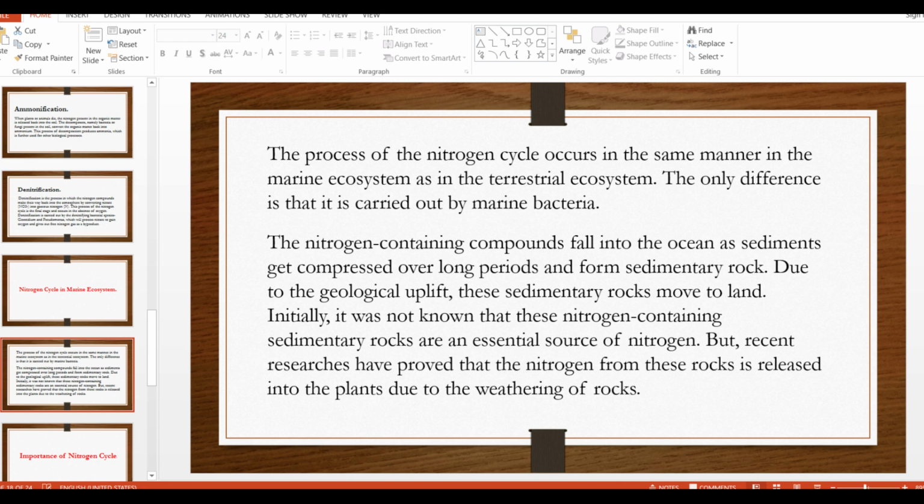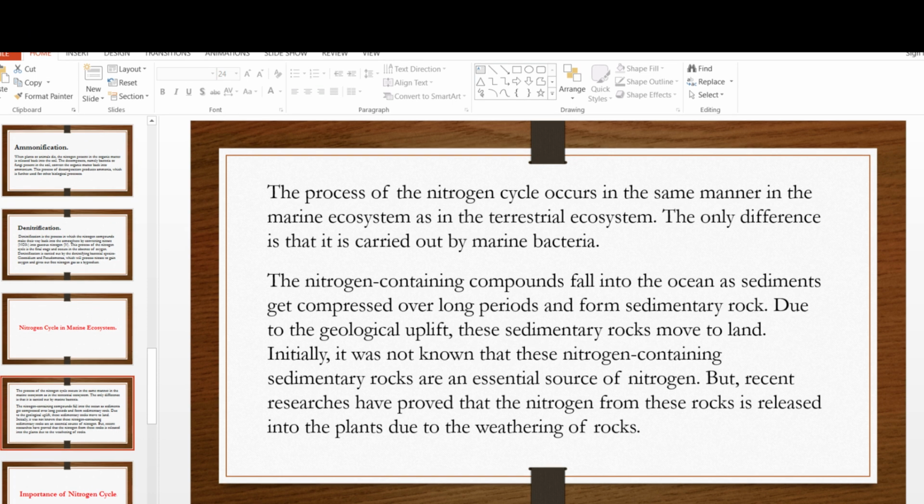The nitrogen-containing compounds fall into the ocean as sediments, get compressed over long periods, and form sedimentary rock. Due to geological uplift, these sedimentary rocks move to land. Initially, it was not known that these nitrogen-containing sedimentary rocks are an essential source of nitrogen. But recent research has proved that the nitrogen from these rocks is released into the plants due to the weathering of rocks.